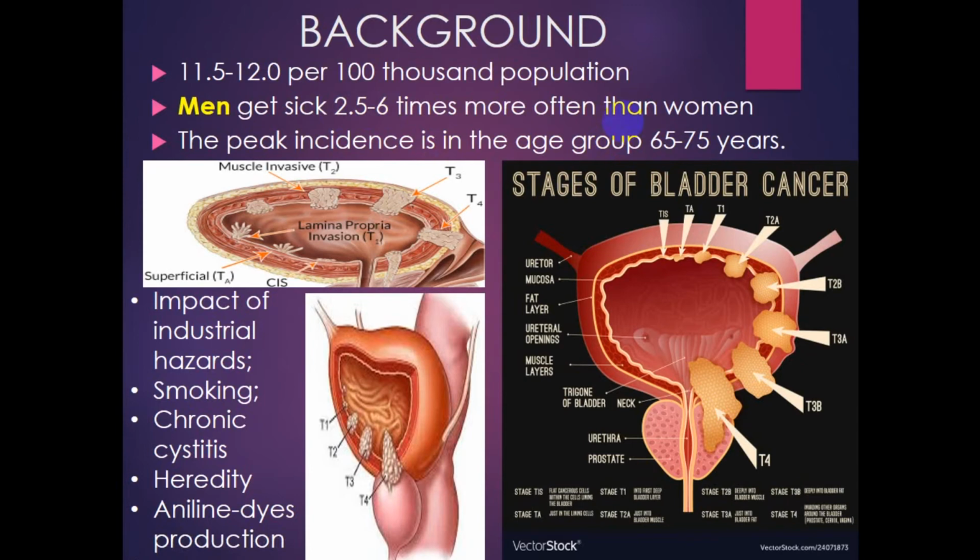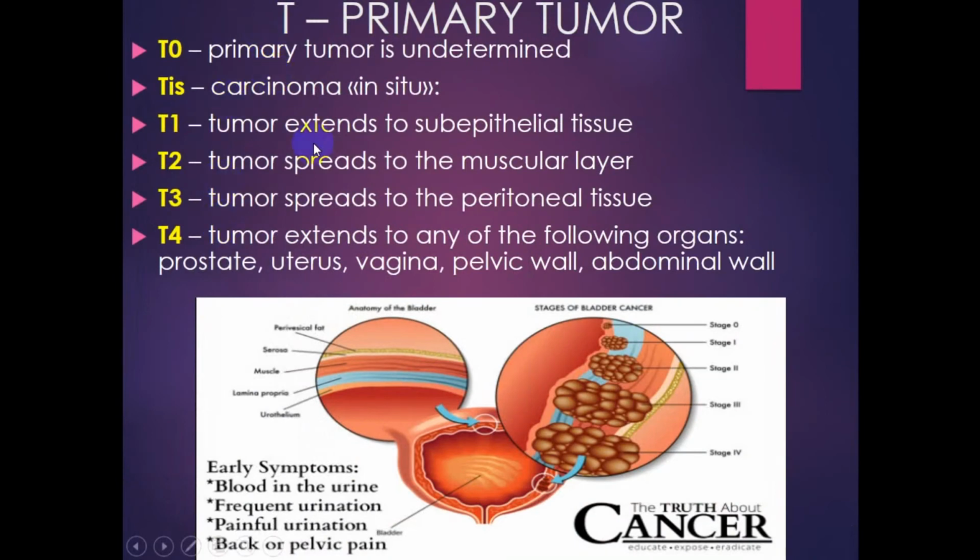But you should remember that it can occur in other cases according to the impact of industrial hazards, smoking, chronic cystitis, heredity, and aniline dyes production. There are some people who have this disease in their family very commonly, for example, father and son or mother and daughter. So you can see different grades of this tumor according to its localization in the wall of the bladder. And classification, of course.